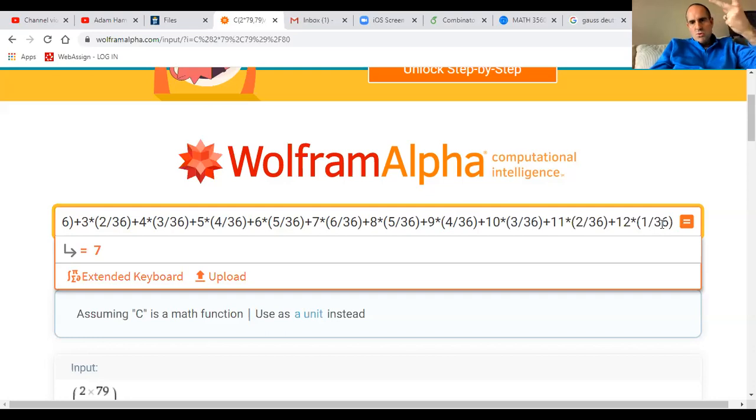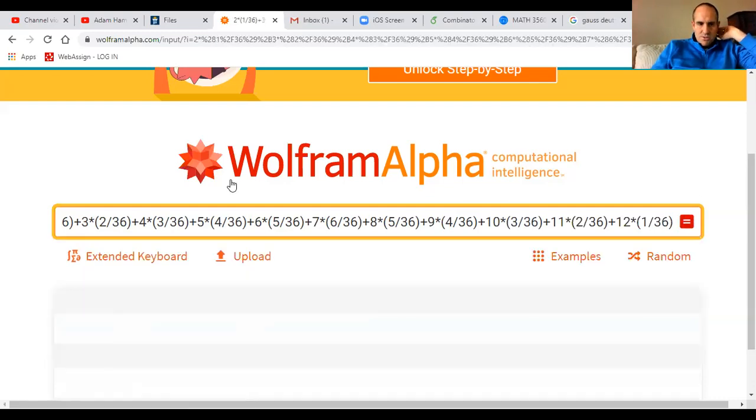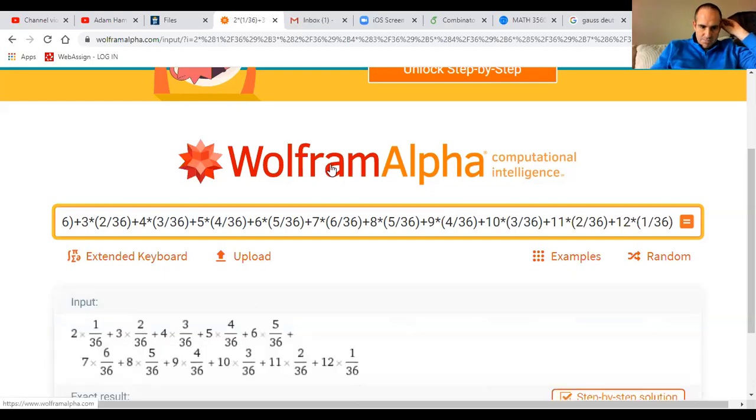Okay, so 2, 3, 4, 5, 6: there's 5 numbers on the one side of 7. 8, 9, 10, 11, 12: there's 5 numbers on the other side. 7 is right in the middle, so it makes sense that this would be perfectly in the middle. Okay, so 7 is the expected value of this thing.